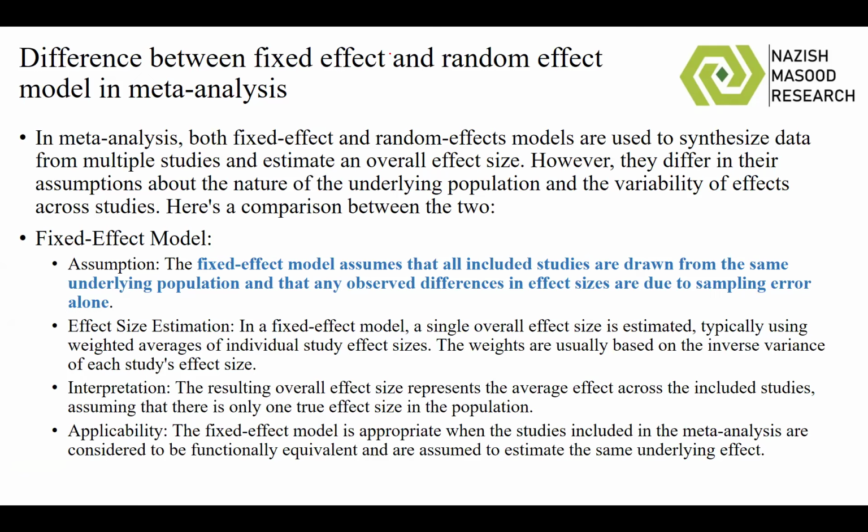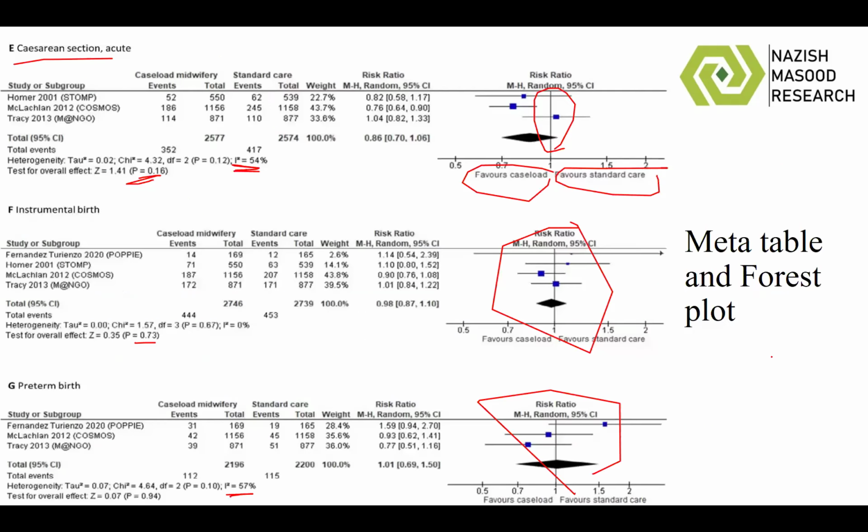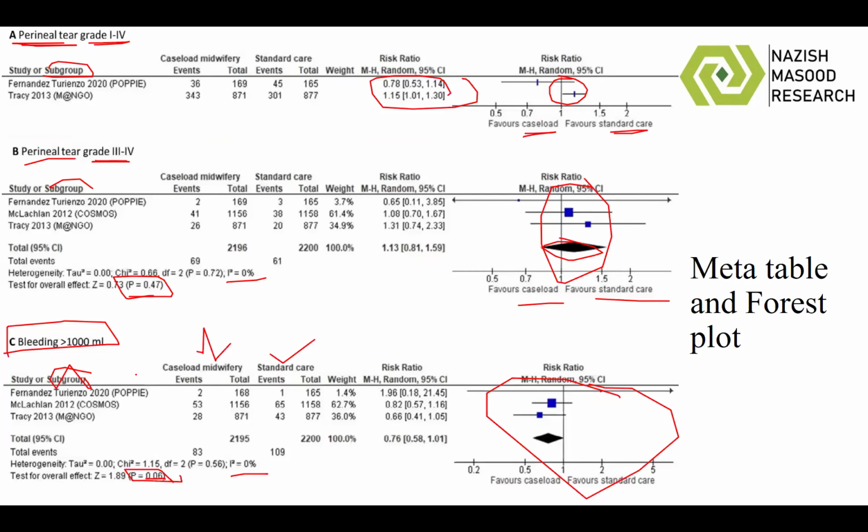And sir, for some of the variables, they have taken 2 studies, while for others, 3 to 4 studies. Is it okay to take different numbers of studies for different variables? Yes, the reason is that in the subgroup analysis, studies will change. Why? Because not every study is calculating instrument birth. Not every study is calculating cesarean section. Not every study is calculating preterm birth. And that's the reason for doing the subgroup analysis.